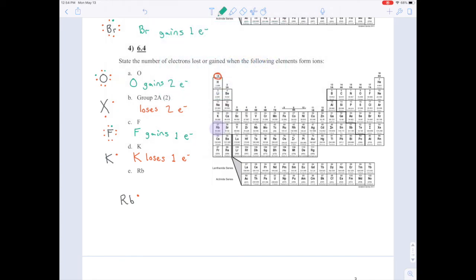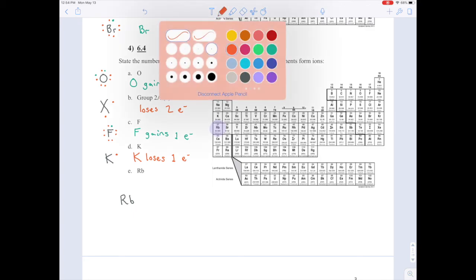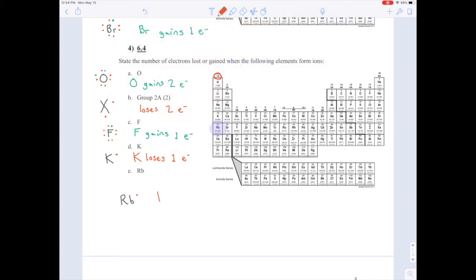And you could see that rubidium, to get all of its electrons paired, either could gain 1, 2, 3, 4, 5, 6, 7 electrons, the green ones, or it could lose the 1 electron. Always go with the lower number. So rubidium would lose 1 electron.